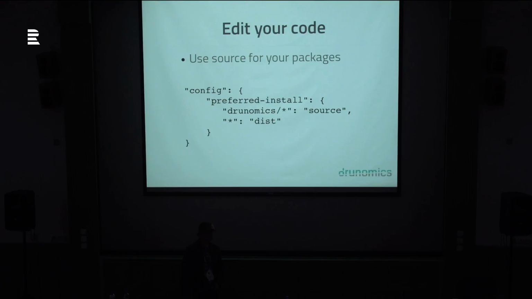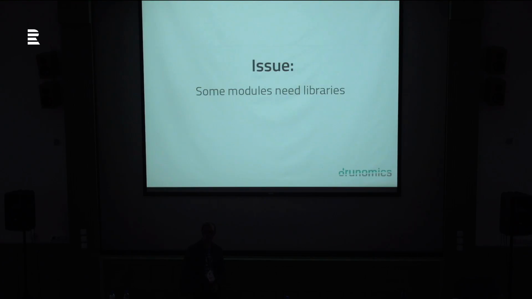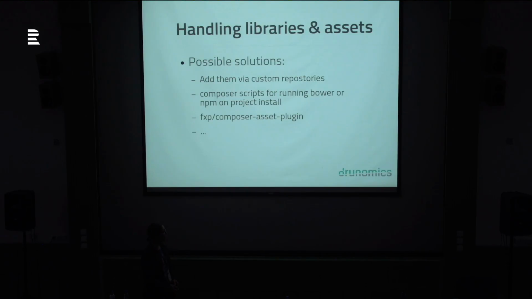So that so far works very nicely, but it still has one issue. Some modules need libraries, like Drupal libraries. In particular, if you think about media, there are media modules like, I don't know, Dropzone.js, which needs the Dropzone library to work with. So you would have to take care of that manually as well, which is not very convenient, but there are solutions to that. A possible solution would be to add the library via a custom repository, which means you have to do your own custom repository definition at the root of the Composer JSON of the project you want to edit.